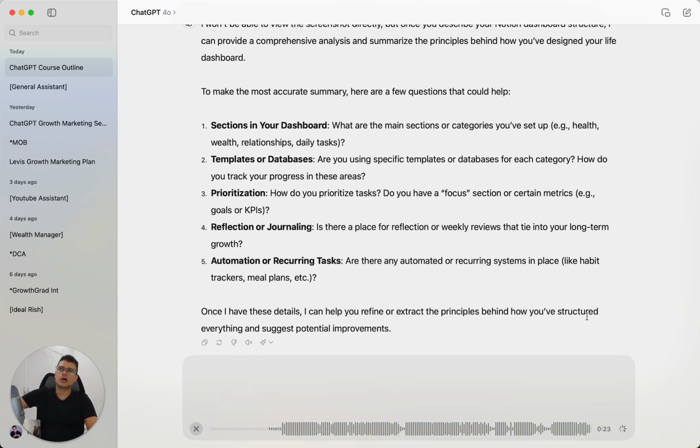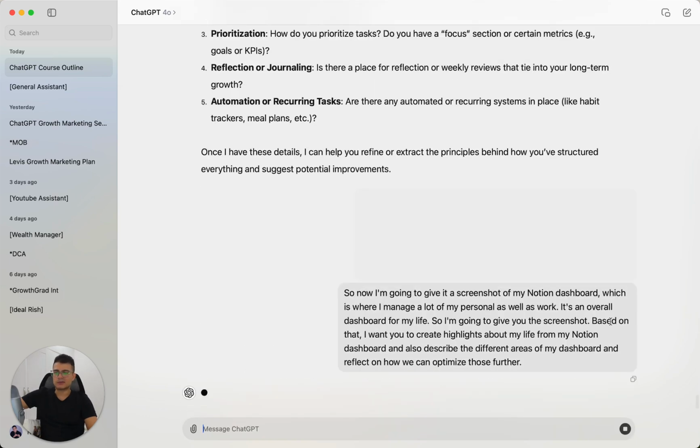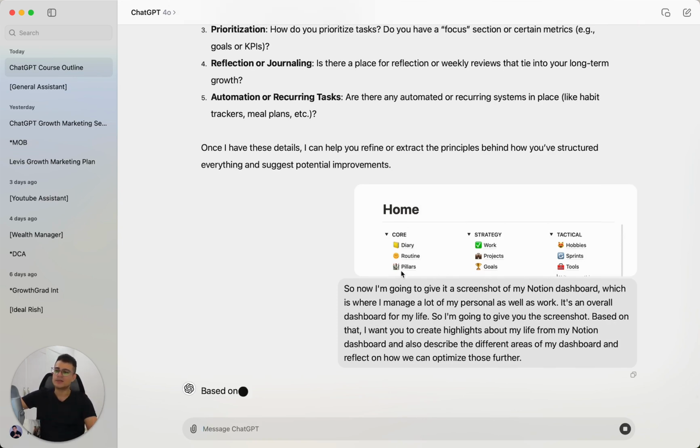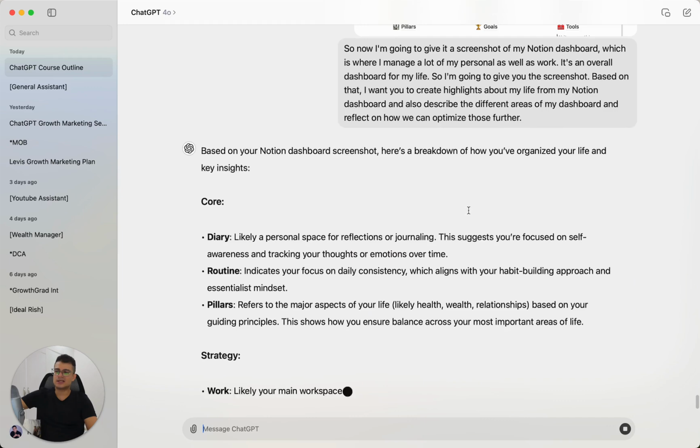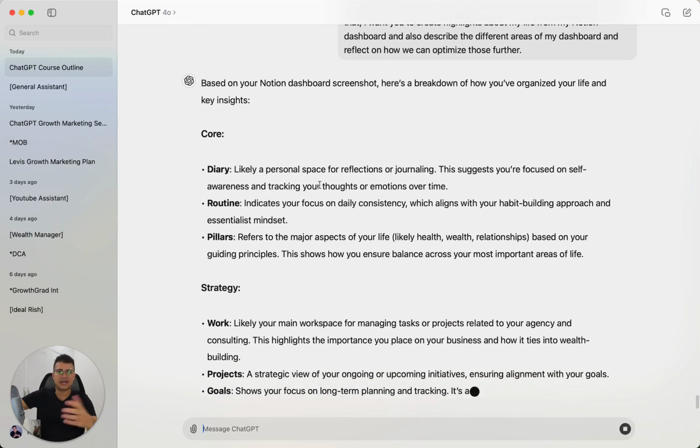So again, Notion has been a good place, of course, for many people to sort of keep a dashboard of their life. I've kept mine very simple. So I have the core, strategy and tactical pillars on Notion. And then within each, I have 3 lists. I try to limit things to 3 because they're easy to manage. So it's going to now break down my life pillars based on this.